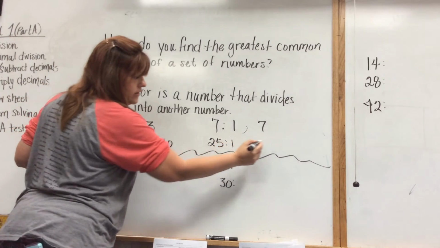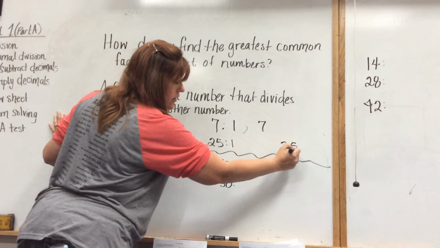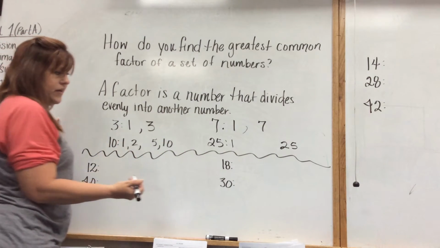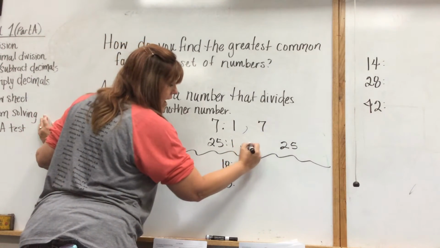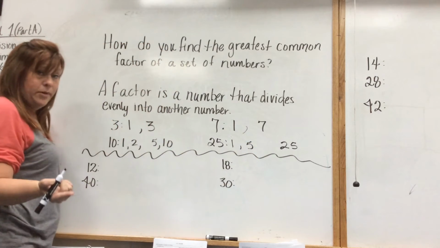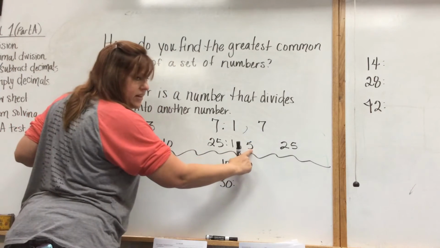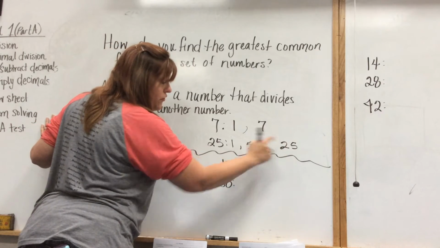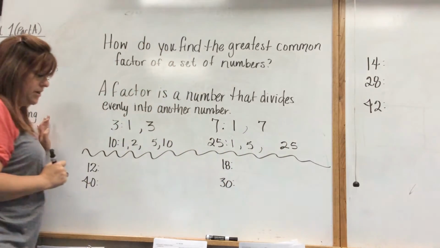25, 1 times 25. 2 doesn't go in there, 3 doesn't go in there, 4 doesn't go in there, 5. 5 times 5, since it's multiplying by itself, I only have to list that 5 one time, okay? Again, it has more than 2 factors, so it is a composite number.